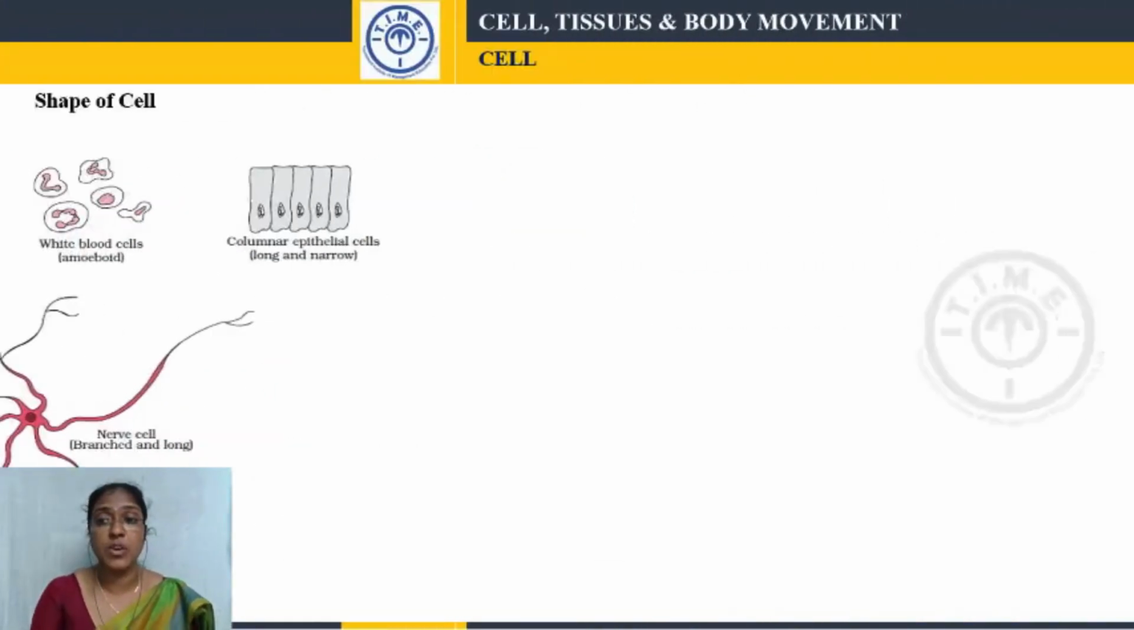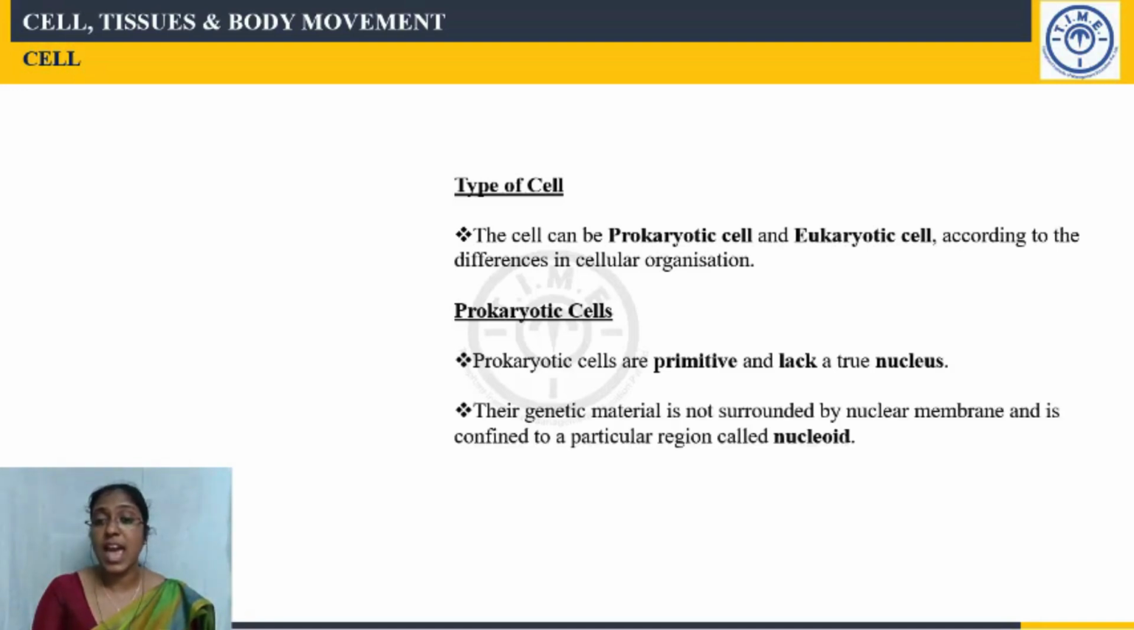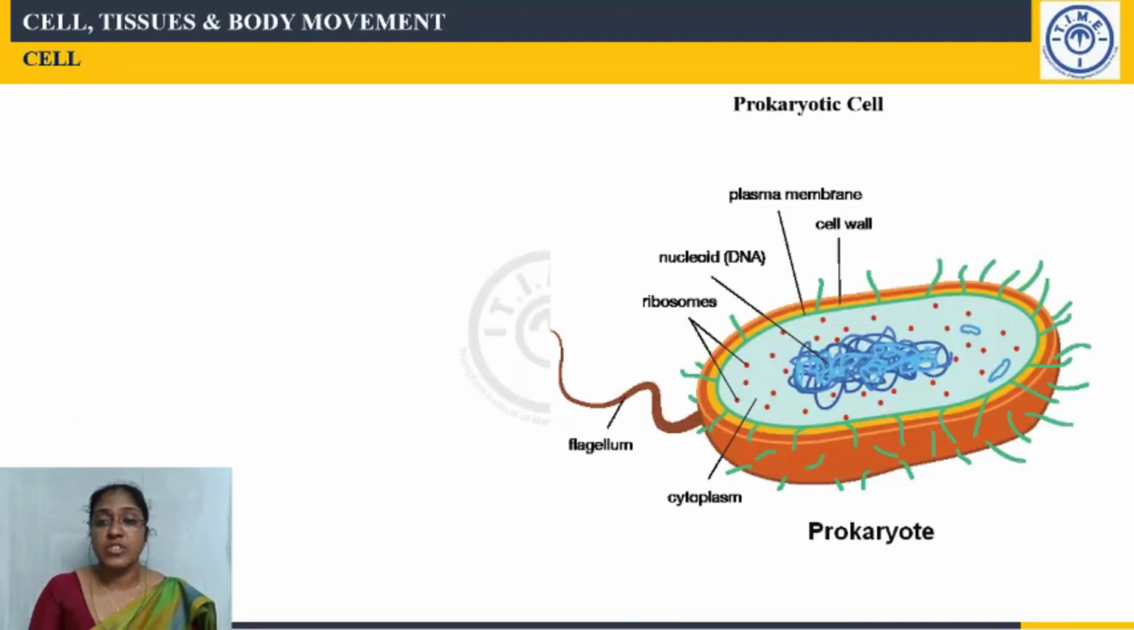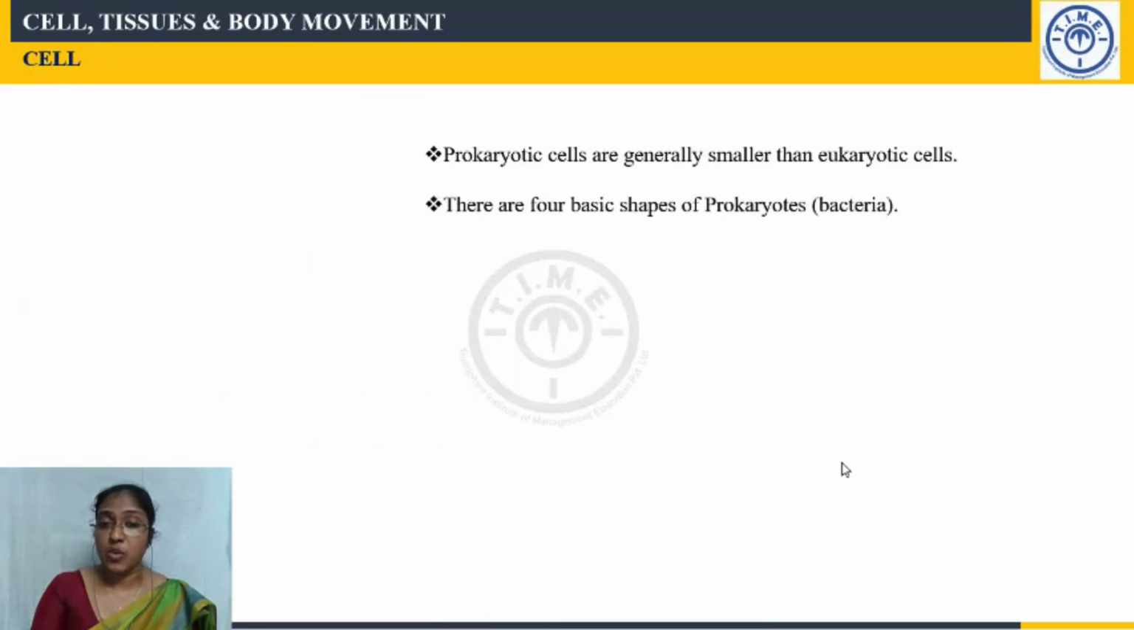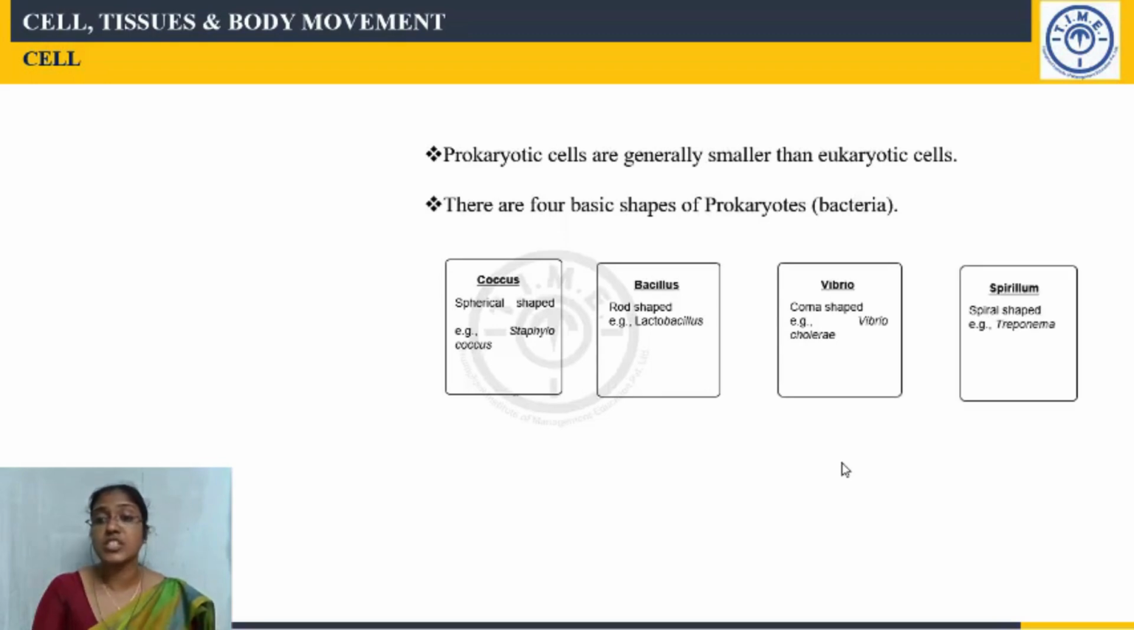Then what are the different types of cell? They are prokaryotic cell and eukaryotic cell, and they have a true nucleus in eukaryotic cell. Prokaryotic cell doesn't have a true nucleus, they have a nucleoid. Then we have discussed the structure of a prokaryotic cell, having a nucleoid, plasma membrane, cell wall, ribosomes, flagellum, and the cytoplasm. Then we have seen the prokaryotic cell shapes: coccus, bacillus, vibrio, and spirillum. So they have different names based on their different structure and different categories.